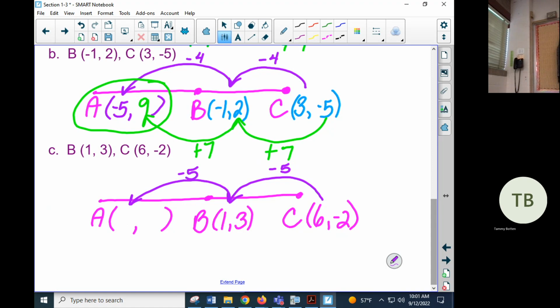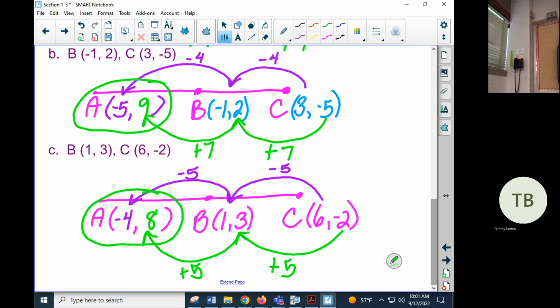1 minus 5 is -4. You guys all get that? Okay. Then I would look at, what do I do to a -2 to get 3? Well, going from a -2 to a +3 is getting bigger, so I have to add. -2 plus what gives me 3? 5. So then I'd have to add 5 again. So 3 plus 5 is 8.